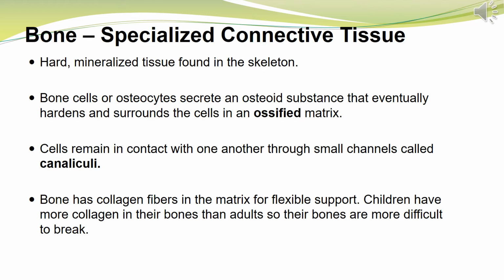Cells within the bone remain in contact with one another through small channels called canaliculi, and these cells are also contained within lakes called lacuna, as with the cartilaginous cells. And bone has a lot of collagen fibers in the matrix because they're strong, like I said, but they're also flexible, so we have a kind of flexible support in the bones.